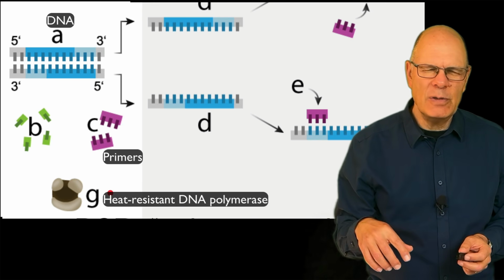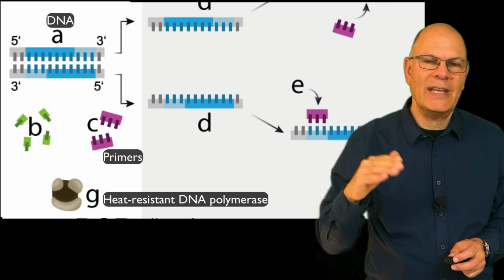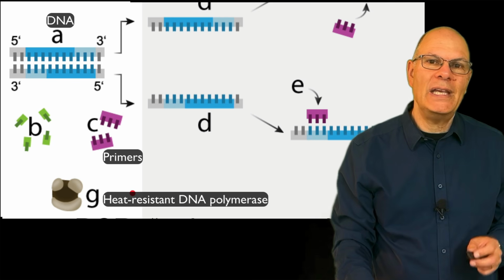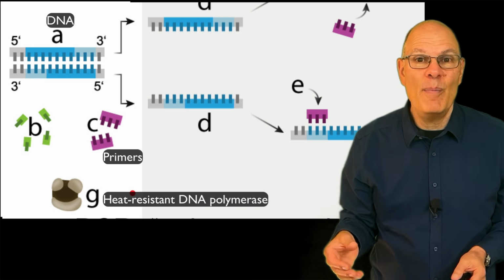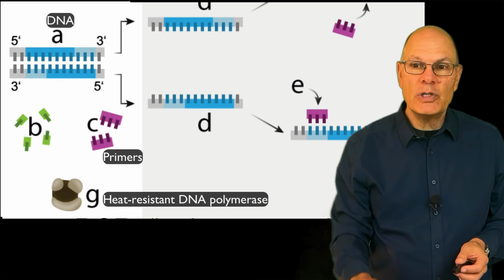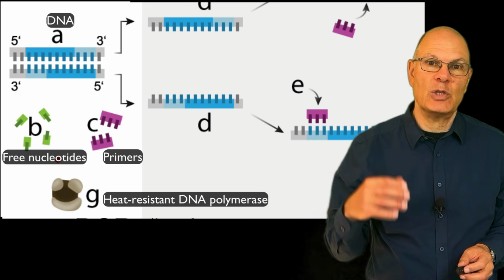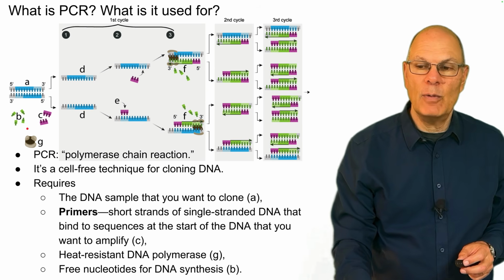Why does it need to be heat resistant? Because the process involves repeated cycles of heating and cooling, and you need a DNA polymerase that won't be denatured by the heating process. Where do you find it? From bacteria and archaea that live in hot springs. And you also need free nucleotides that are going to be used for DNA synthesis, because what we're doing is making lots of DNA from a sample that we want to amplify.